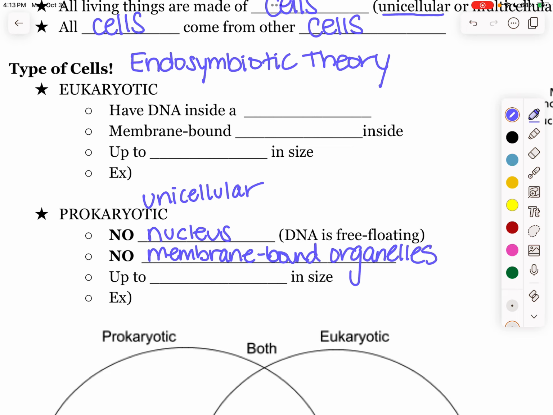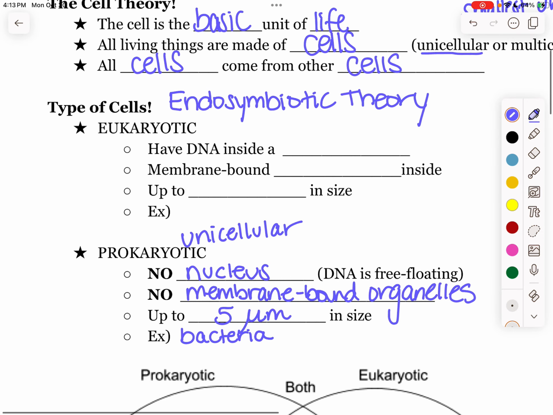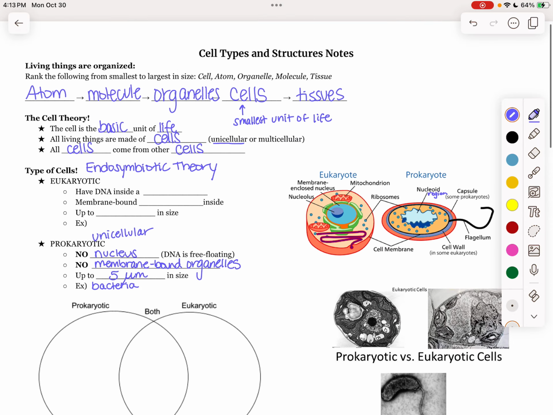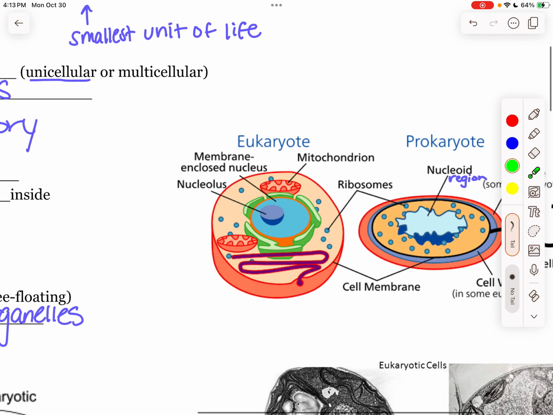So this prokaryotic cell, or just a prokaryote, is very basic, okay? They're very small, up to 5 micrometers in size. An example is a bacteria. Bacteria are an example of a prokaryote. On the flip side, eukaryotes are said to have arrived much later in the evolutionary time period. And you can see eukaryotes are much more involved. They are much more organized. So they have a nucleus.